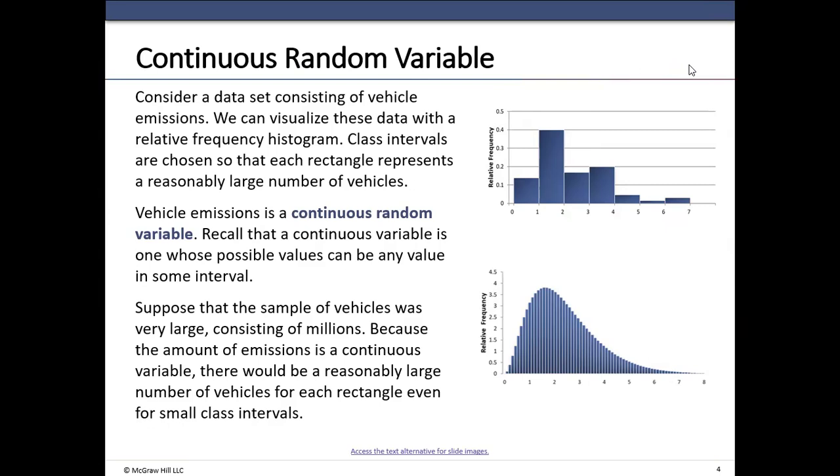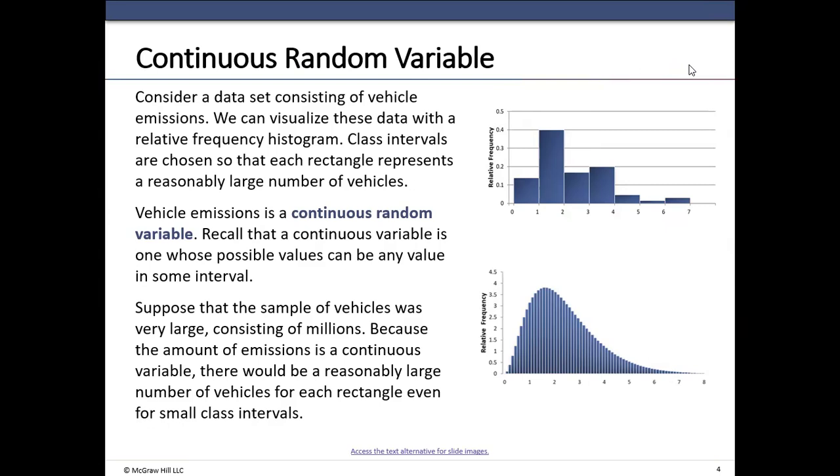For the first group, it is between 0 and 1. So decimal values are possible. Vehicle emission is a continuous random variable. Recall that a continuous random variable is one whose possible values can be any value in some interval. That means if you consider the first interval between 0 and 1, it can have decimal values.